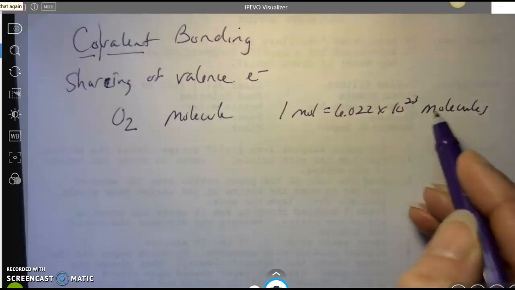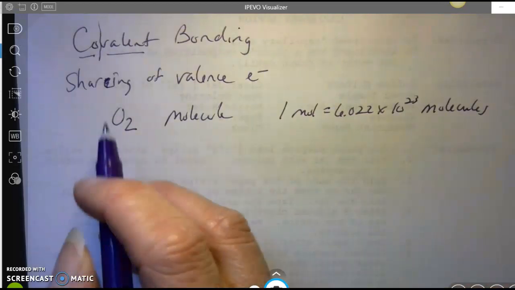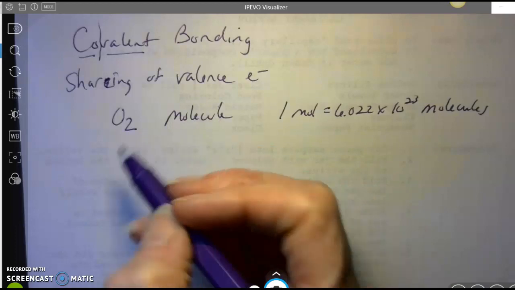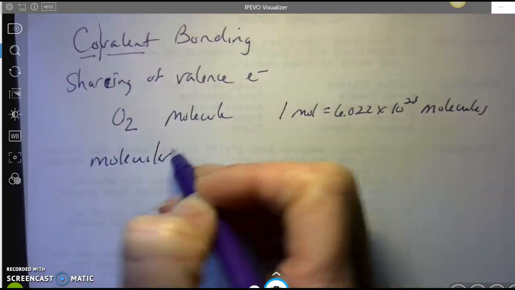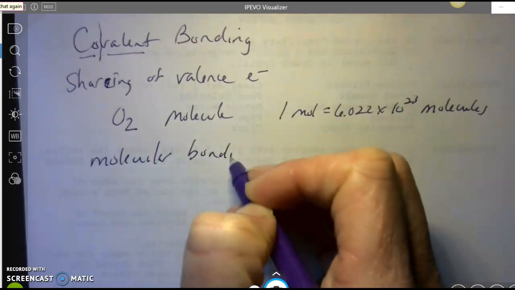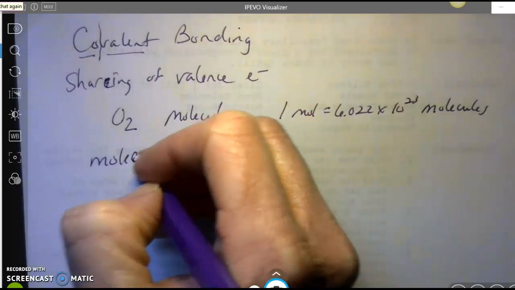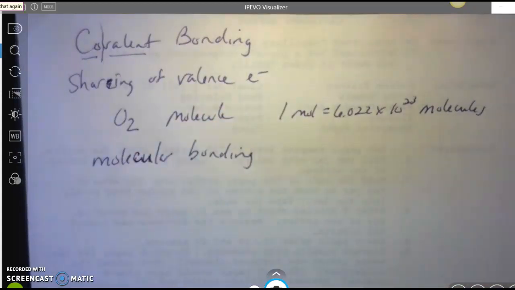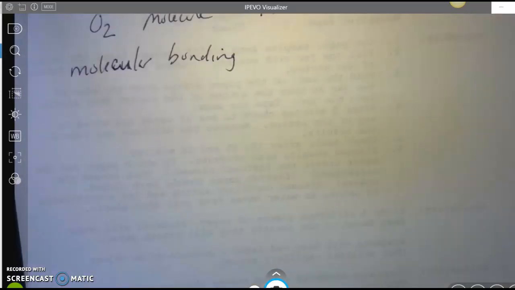Because covalent compounds form molecules as opposed to formula units as in ionic, this is also sometimes called molecular bonding. So that is a synonym for that. Okay, and there are plenty of elements that are diatomic.